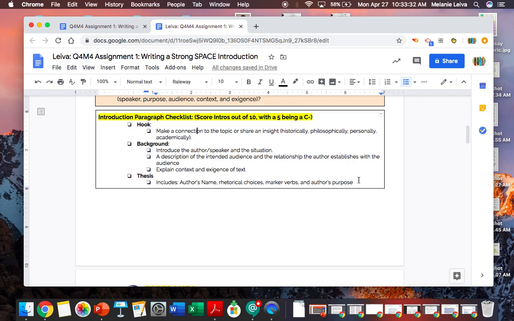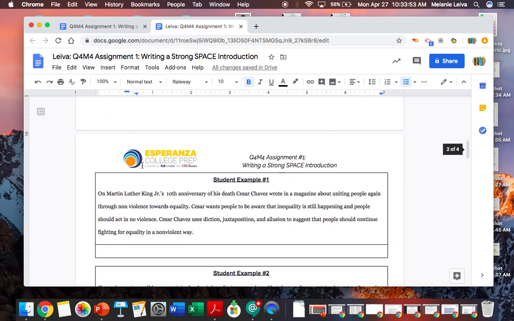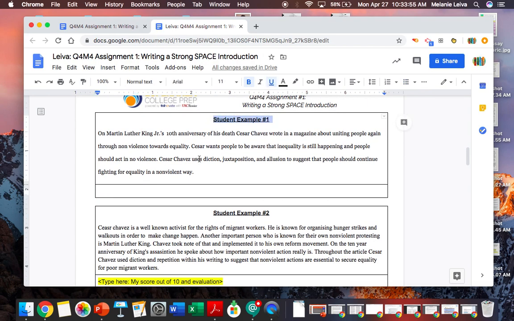This is going to sound like: in Cesar Chavez's article, he uses juxtaposition, diction, and imagery to reveal the necessity of nonviolent protest. That's what a thesis might sound like. So we're looking for these three elements. Do they hook us? Is there a clear background? Is there a thesis? So let's go look at student example number 1.